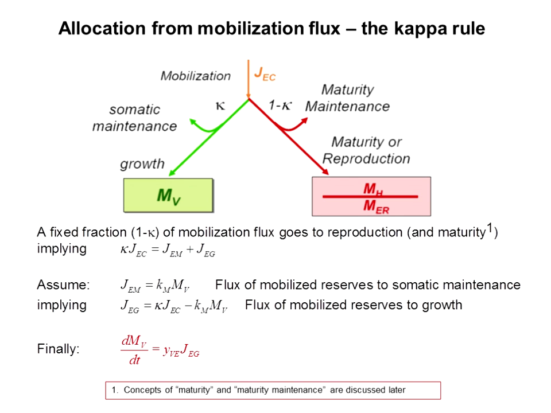We looked at the process of mobilization, what happened, the fate of mobilized energy, and the rule that determined how it was allocated between growth and somatic maintenance on the one hand, and maturity or reproduction and maturity maintenance on the other hand, and this was the so-called kappa rule.